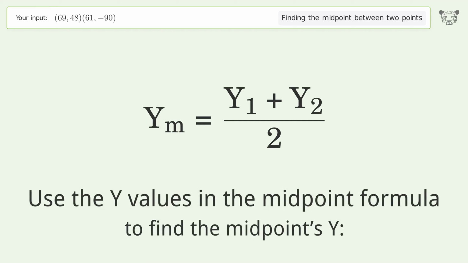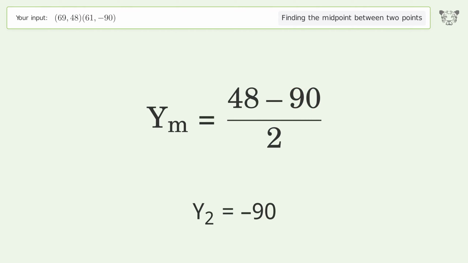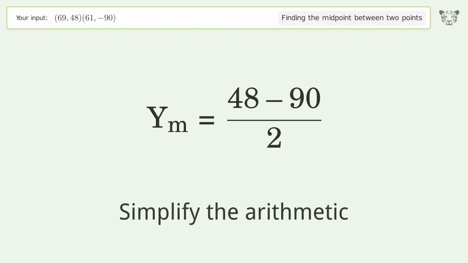Use the y values in the midpoint formula to find the midpoint's y. y1 equals 48. y2 equals -90. Simplify the arithmetic.